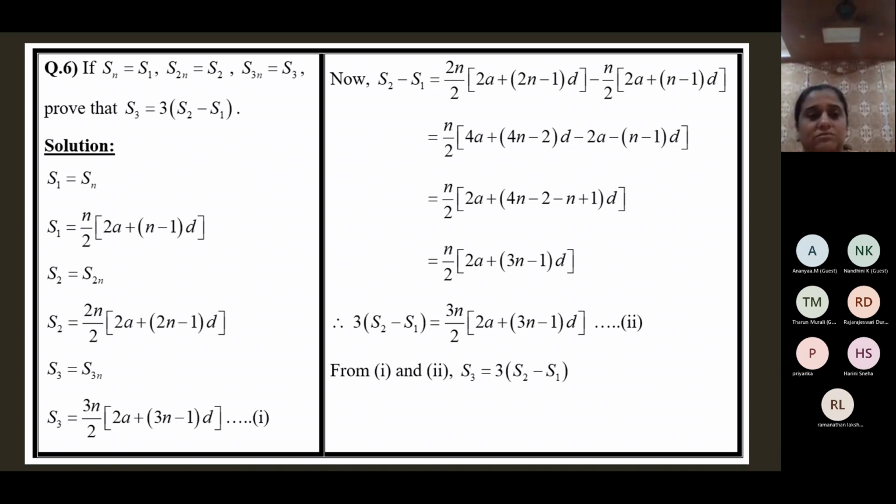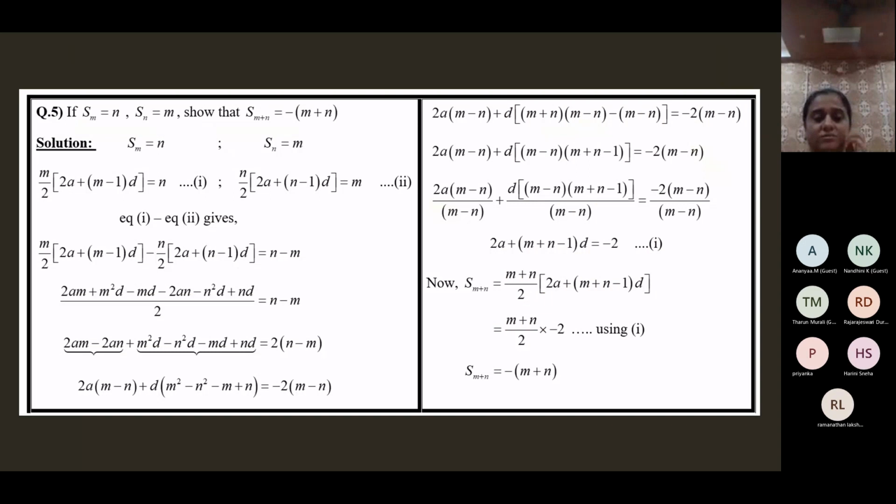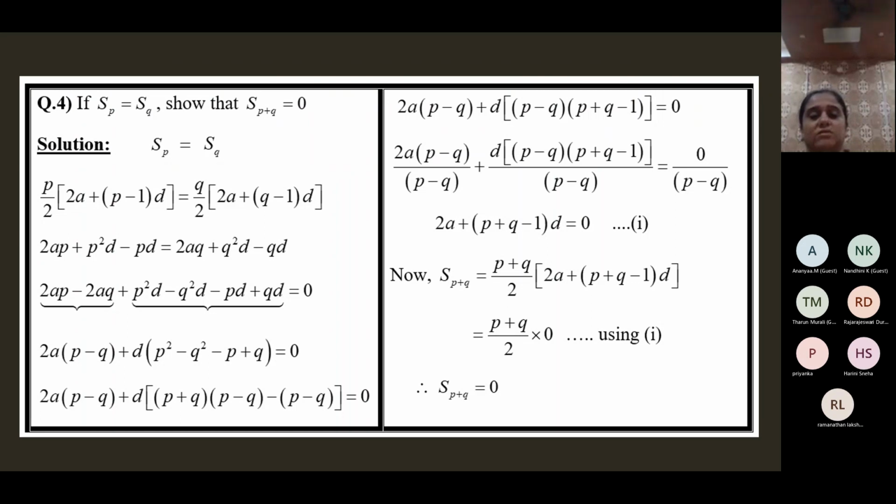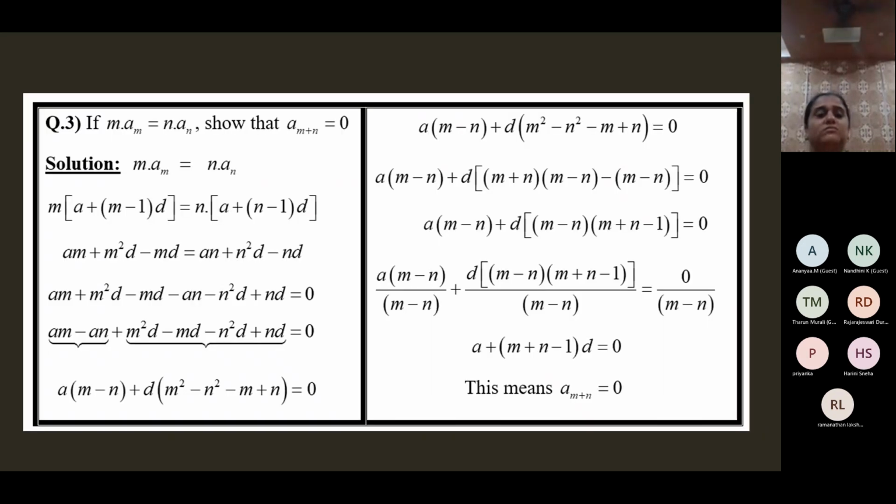This one, children. That's all. Only 3 answers I want you to write. 3 or 4. Take a picture, children. Done? Yes, ma'am. So 6, 5, 4, and 3. So 4 answers I want you to write in your notebook before the next class. Ma'am, can you show the 6th one?